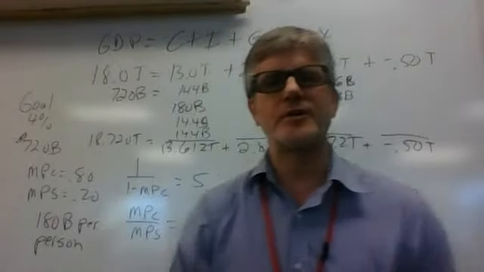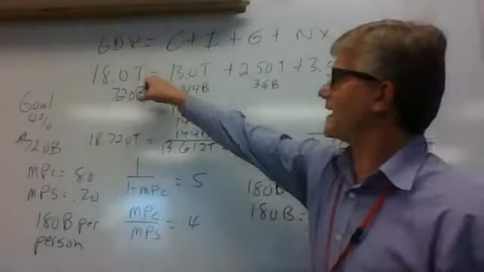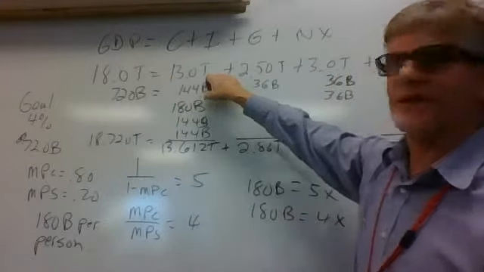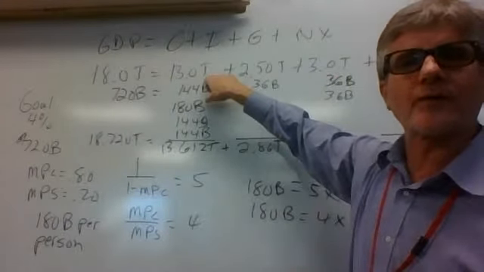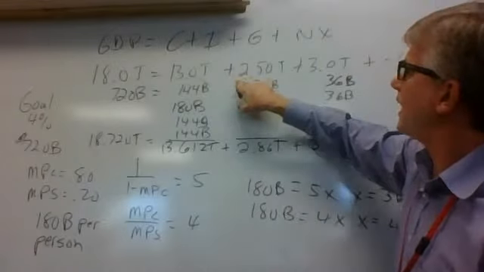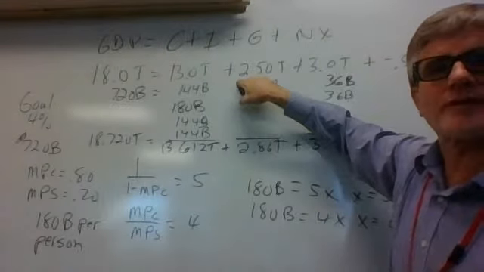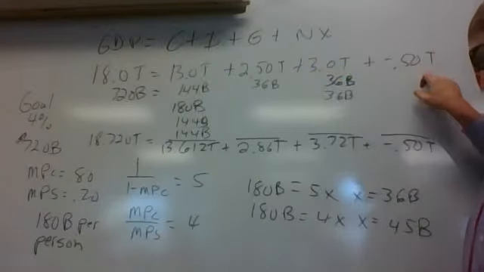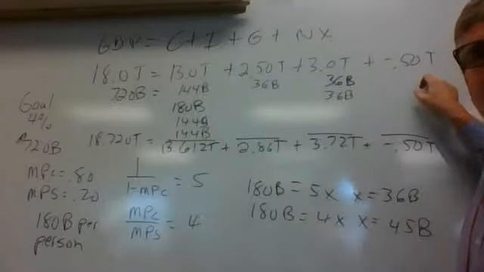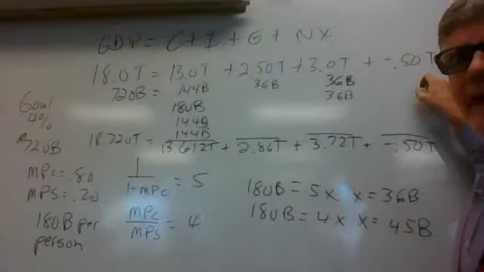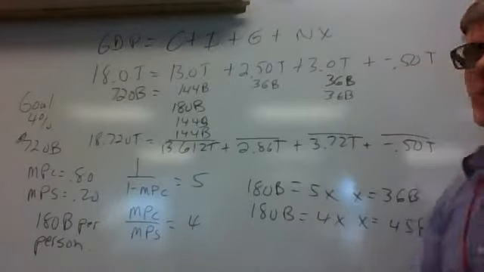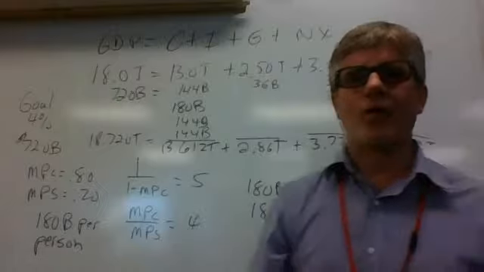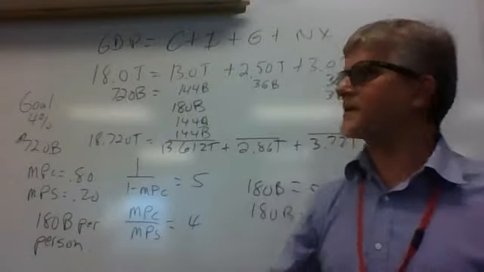So let's look through the GDP formula. We have $18 trillion for GDP, and then C is $13 trillion even. I is $2.5 trillion. G is $3 trillion, and NX is negative 500 billion, or negative 0.5 trillion. So that's our beginning GDP, and those are our beginning numbers. And then our goal is to increase GDP 4%.